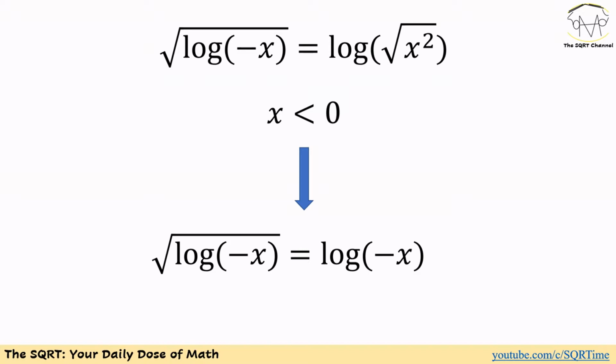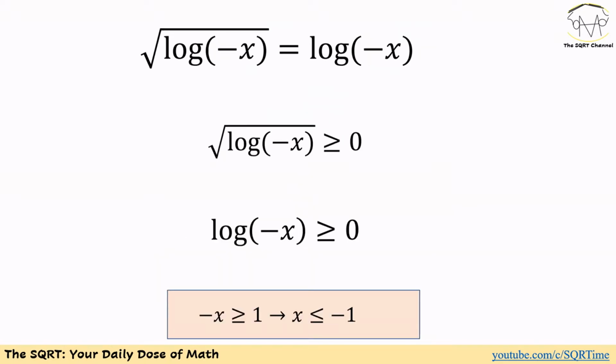So let's simplify the equation a little bit more. On the left hand side, we are going to write it as is, but on the right hand side we are going to write the square root of x squared as negative x. Now the problem is a little bit more interesting. We have the square root of log of negative x is equal to log of negative x, and we are looking forward to find the value that we have for x.